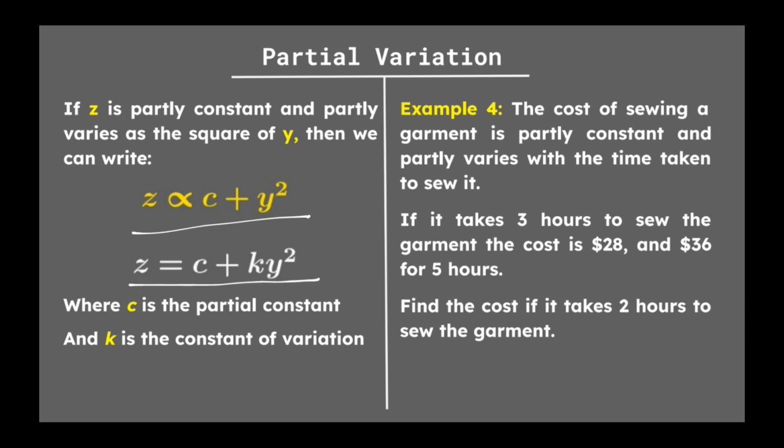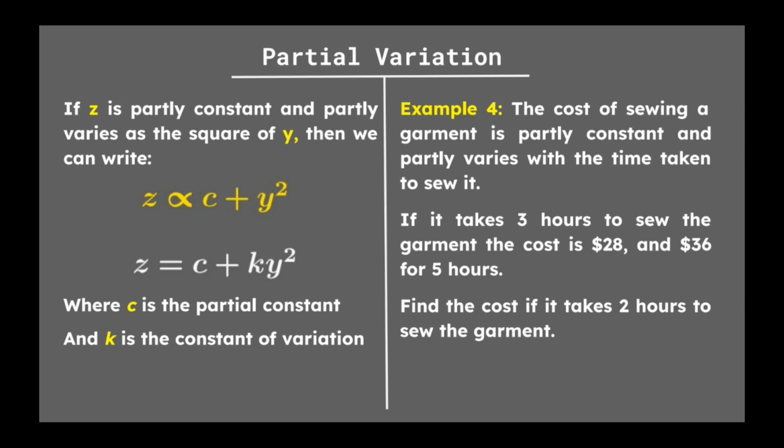Z equals C plus KY squared, where C is the partial constant and K is the constant of variation. So this example says the cost of sewing a garment is partly constant and partly varies with the time taken to sew it. If it takes 3 hours to sew the garment, the cost is $28, and $36 for 5 hours. Find the cost if it takes 2 hours to sew the garment.